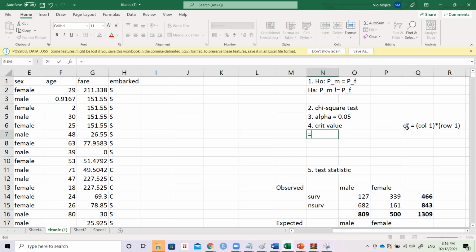So going back, CHISQ.INV.RT. Yeah, so 0.05 yung alpha. You just use that function. We have so many chi-square functions. Ito yung tama for this case. CHISQ.INV.RT. So degrees of freedom, we computed it to be 1. So ito yun, critical value 3.84. So we don't need to use the chi-square table anymore.